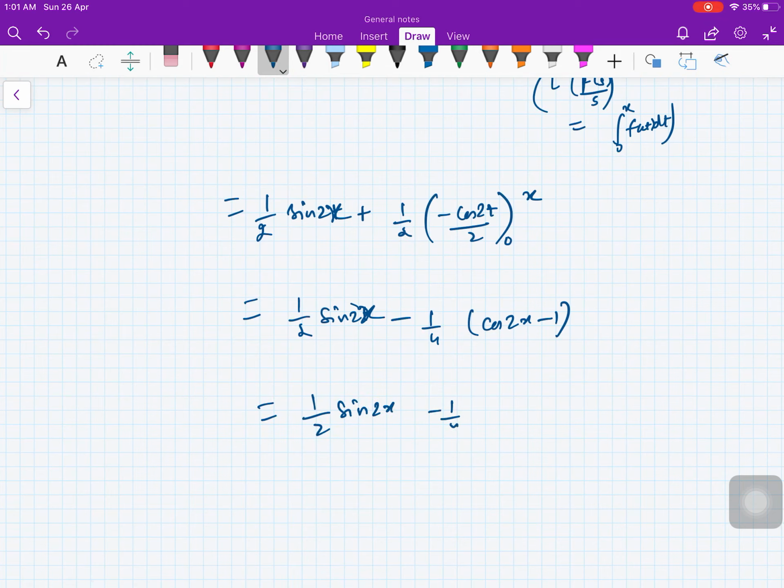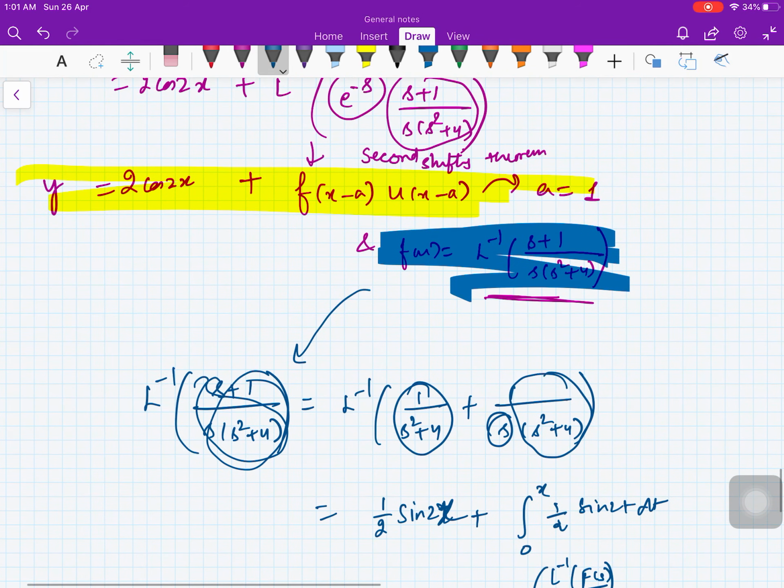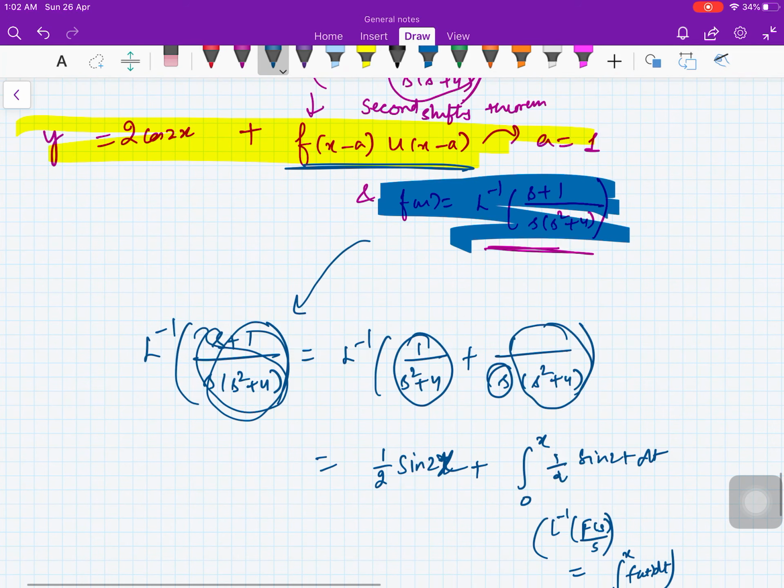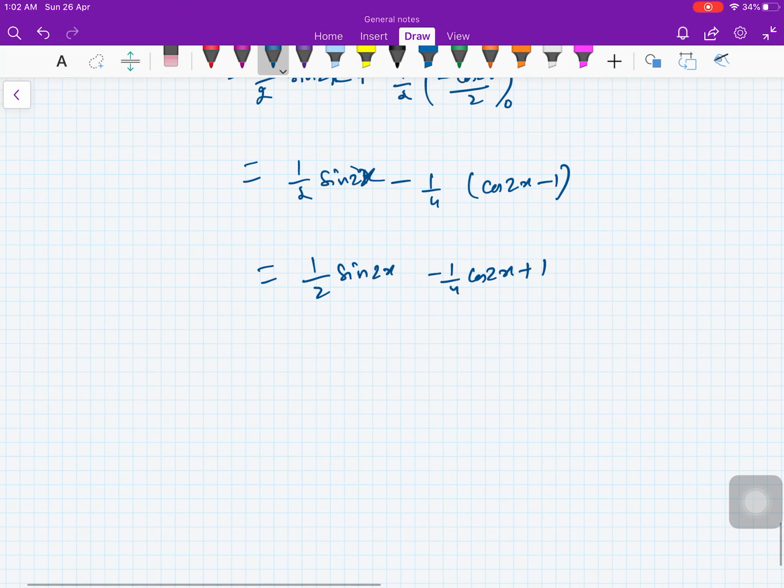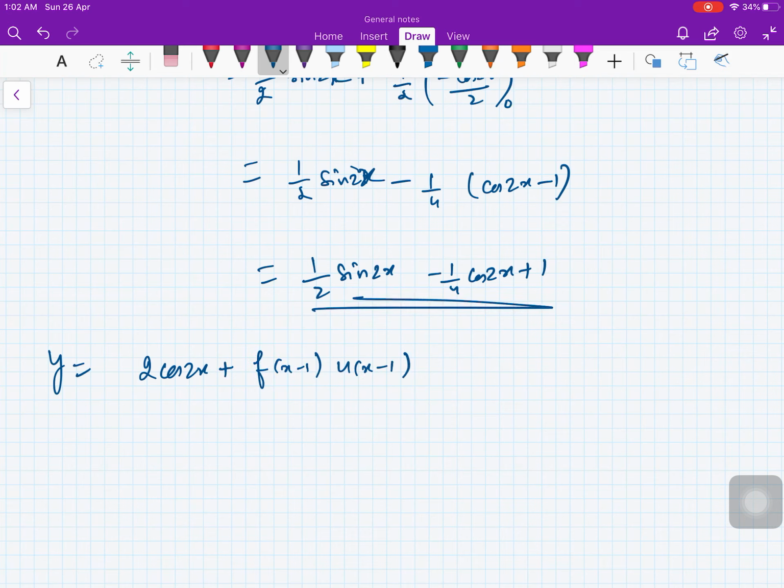So you get 1 by 2 sine 2x minus 1 by 4 cos 2x plus 1, right? Now you go back here, we want f of x minus a, right? So you had this, that y is equal to 2 cos 2x plus f of x minus 1 u of x minus 1, where f of x is this, right? So you can just write it like this, or you can just simplify it.